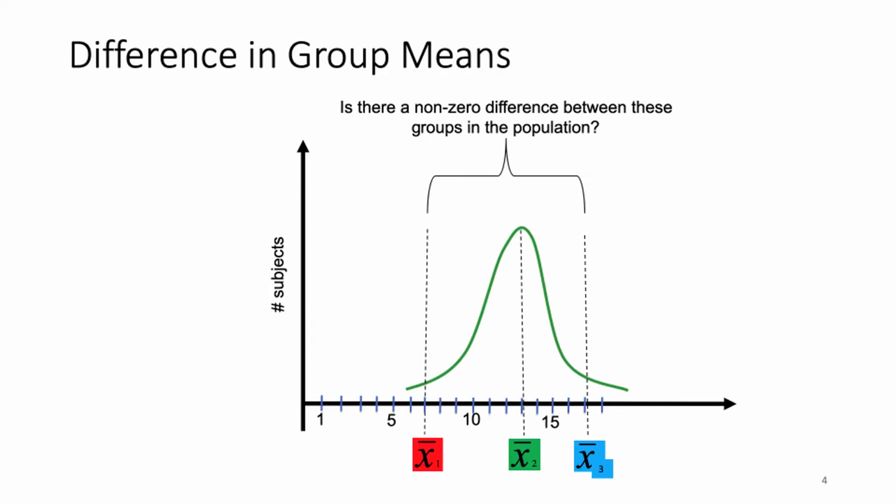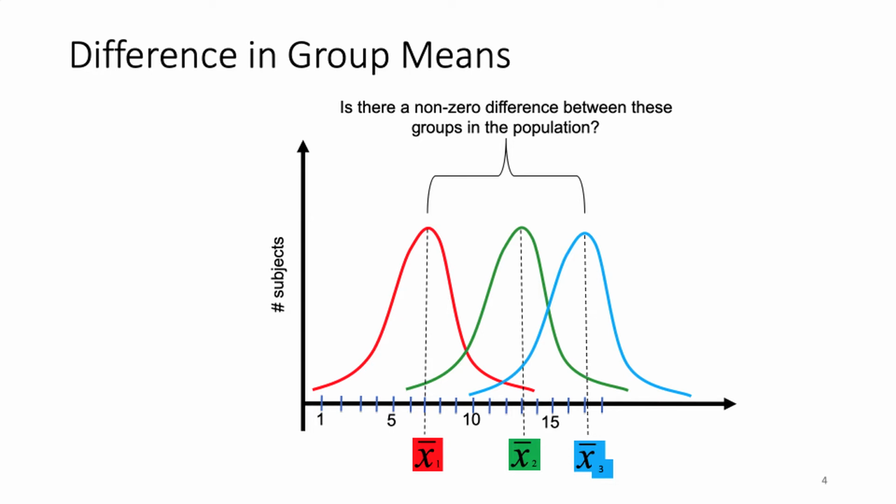Here's a visual display of a difference in group means. Essentially, we're trying to find out, is there a non-zero difference between these groups in the population? And so we have the red group, normally distributed, with an X bar sub 1 of about 7. And we have the green group with the X bar sub 2 of about 13. And we have the blue group with an X bar sub 3 of about 17.